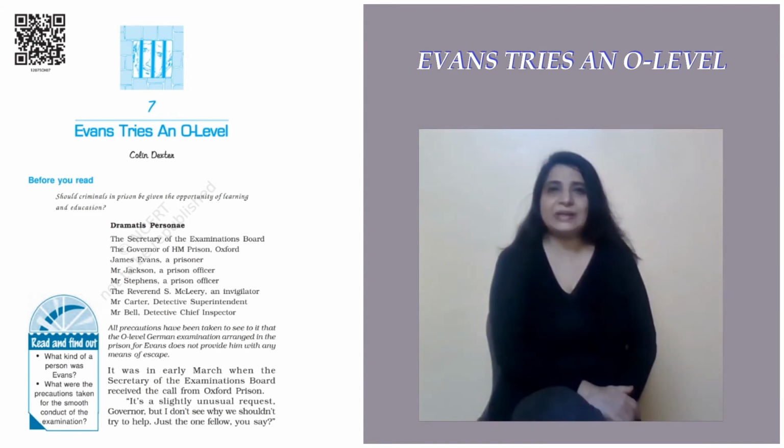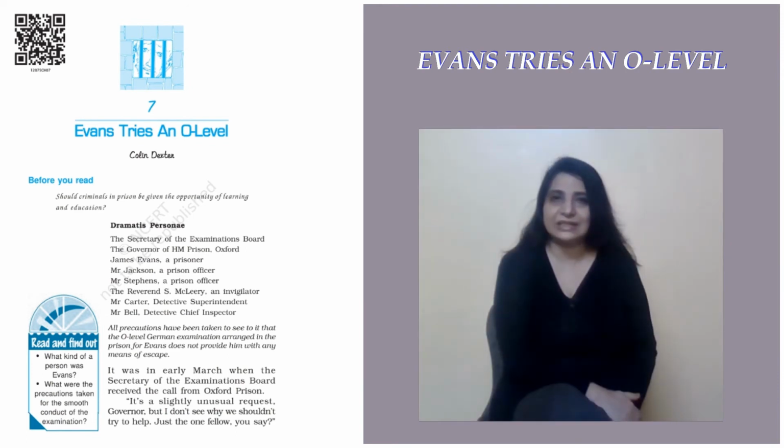Evans Tries an O-Level is a play which depicts how a prisoner named Evans outsmarts the jail authorities and escapes in spite of all the precautions taken by them while arranging the O-Level German examination for him in the prison. James Roderick Evans, the protagonist, also called Evans the Break by prison officers because he had already escaped 3 times from the prison, is a jailbird.